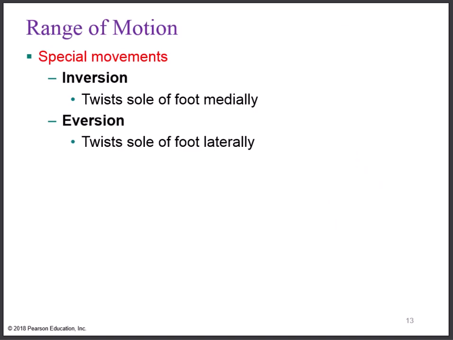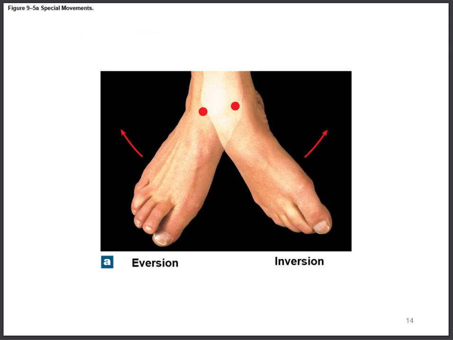So let's take a look at some special types of movements. The first two are inversion and eversion. Here we're going to use the sole of the foot as a reference point. So if you turn the soles of your feet so they face in, that would be inversion. If you took the soles of your feet so they face out, that would be eversion. And you can see here, taking the soles of the feet, facing them inwards, and taking the sole of the foot and flaring it out, that would be eversion. So inversion here, eversion here.